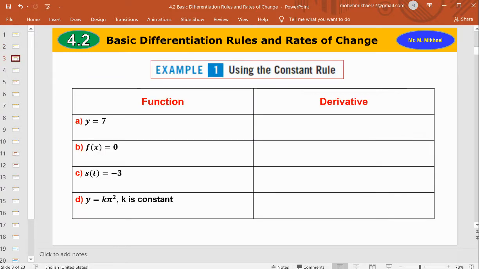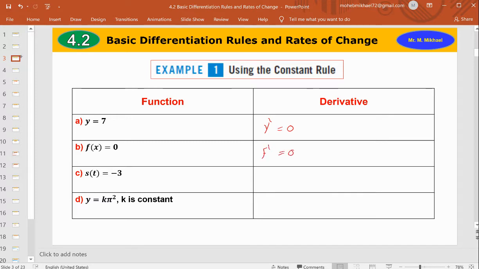Look at this example. We need to find the derivative of each function to the left. The first function, y equals 7. What kind of function is that? That's a constant function. So the derivative, y prime, we can use several notations for the derivative, one of them is y prime is equal to 0. Second function, f of x is equal to 0. It's a constant also, guys. F prime is equal to 0.